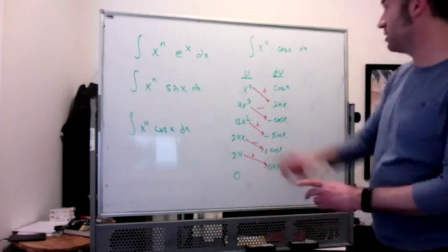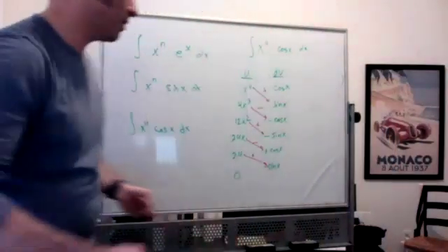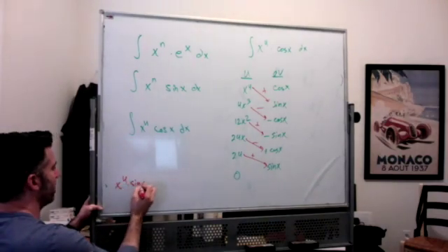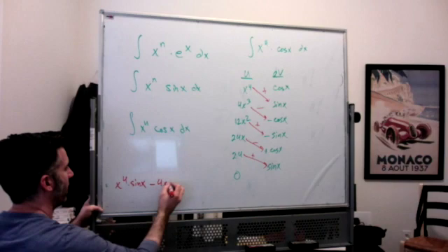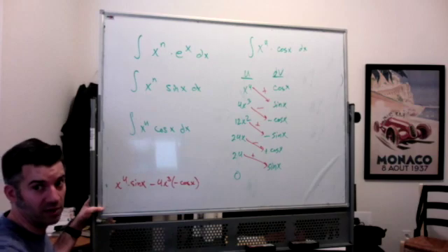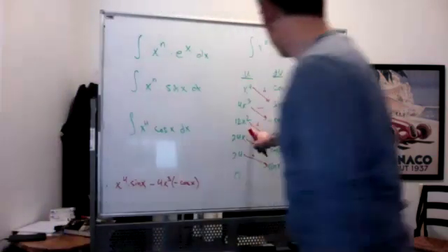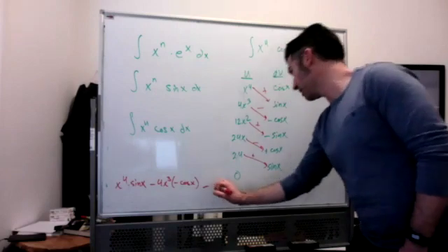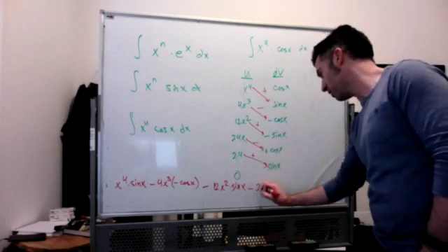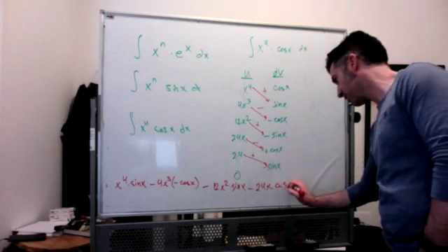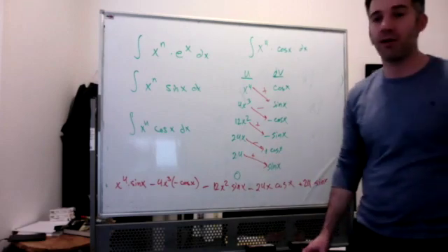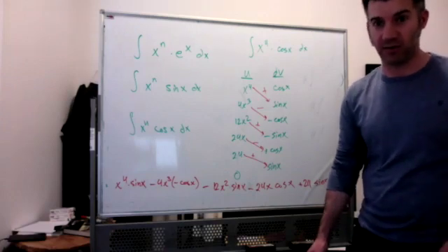So our final answer for this integral would be long and terrible to write, but it would be x to the 4th times sine of x minus 4x cubed times negative cosine of x. I should really just make that plus, right? It's plus 4x cubed times cosine of x. And then I'm going to get a minus 12x squared times sine of x minus 24x times cosine of x plus 24 times sine of x. So much faster than actually doing the process of doing integration by parts 4 times in a row.